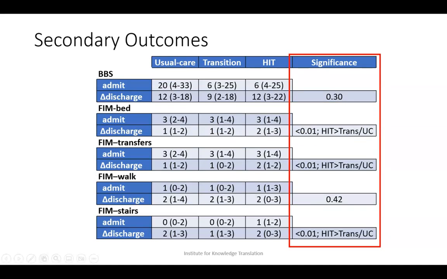Berg, not different between groups, but the FIM bed to chair and toilet transfers, significantly different, favoring high-intensity training compared to either transition or usual care. And then similarly for the stairs, same thing, high-intensity training better than either transition or usual care. No differences between groups for the FIM walk. So you have this consistent thing where high-intensity training is significantly greater than the transition or usual care, and those latter two not different from each other.